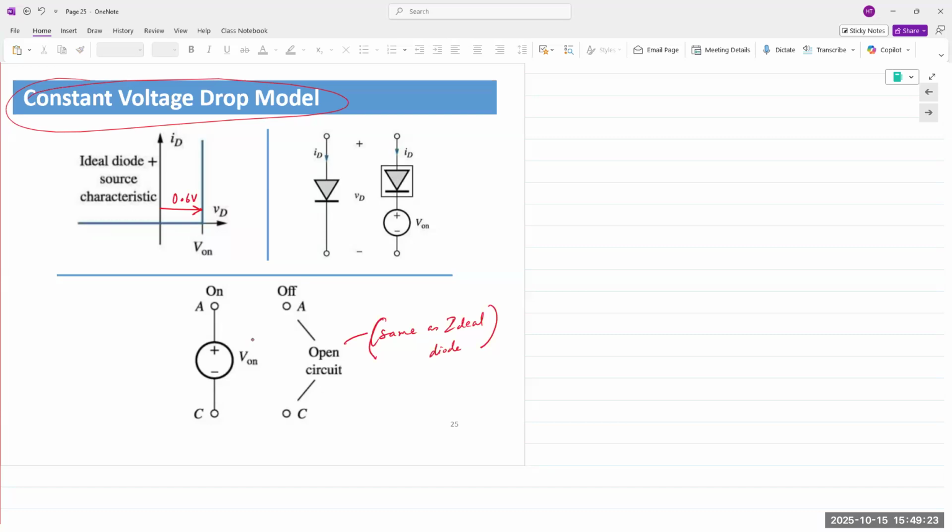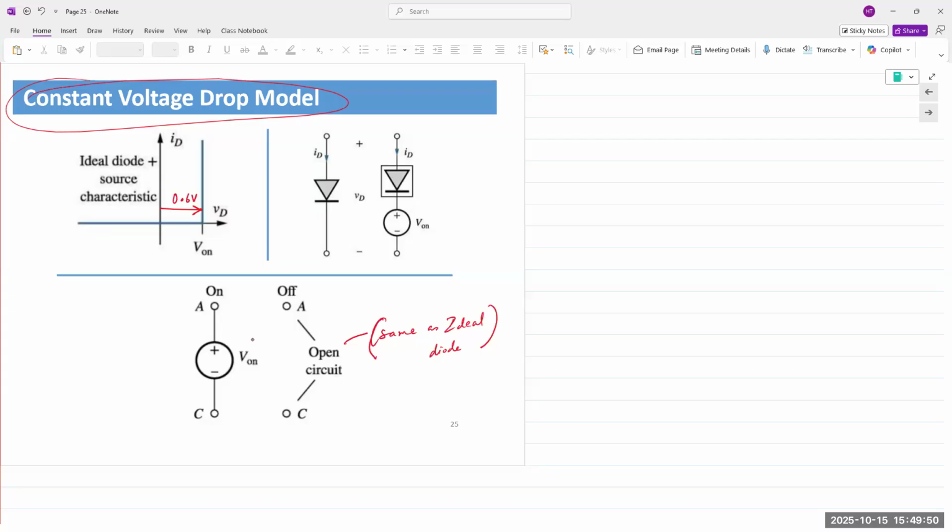Okay. If nothing is provided in the problem statement, you can make your own assumption. For the most part, I think in the book, it uses 0.6, so we'll stick with 0.6. Otherwise, the question would explicitly state, use constant voltage drop model, CVD model, with a diode voltage drop of 0.6 volts.